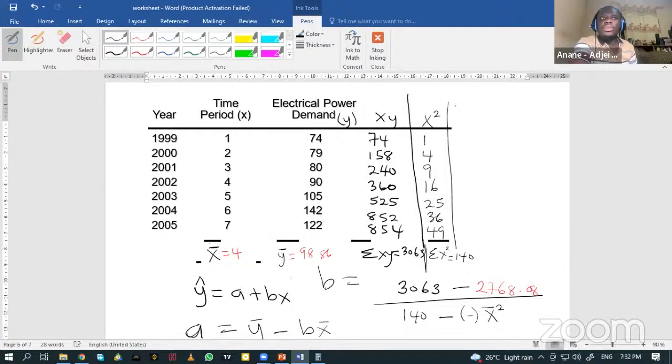So n over here, as I said, is the number of periods. So this is 7. Then x bar square. The formula says x bar square. We know our x bar to be 4. So the square of 4 is going to give us what? Help me out. 4 square.